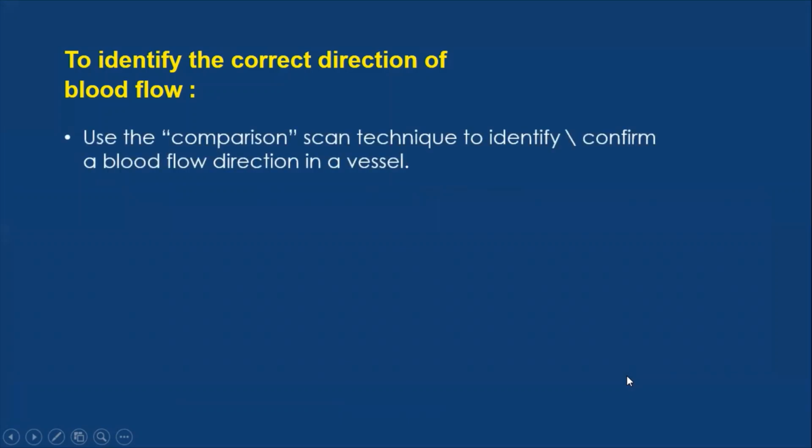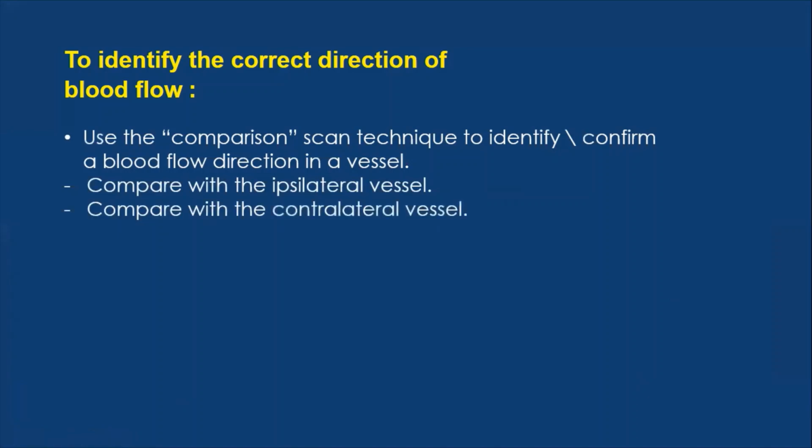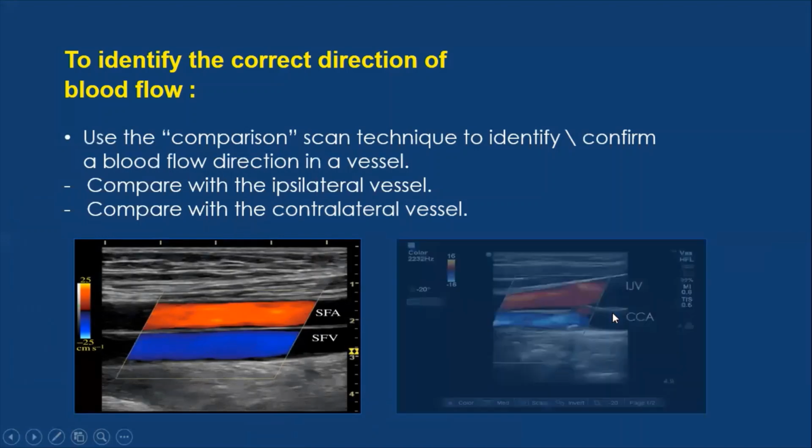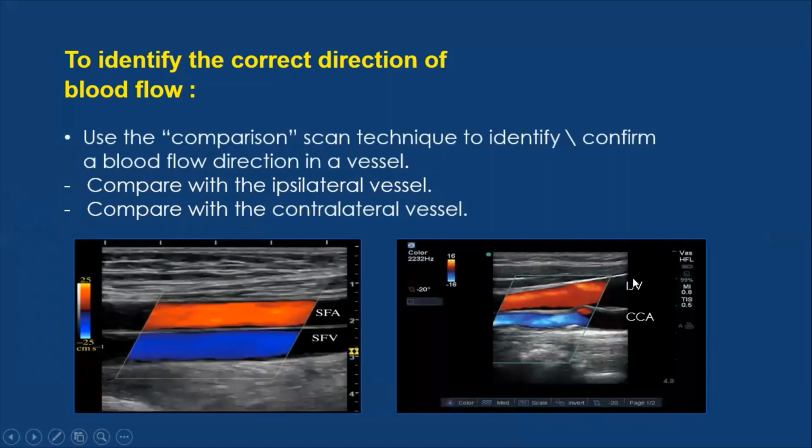You should also use the comparison scan technique to identify or confirm blood flow direction in a vessel. You should compare with the ipsilateral vessel, which means the vessel on the same side, and compare with the contralateral vessel on the other side. This is a very nice one. You already know which one has which direction. The same thing applies to the common carotid artery and internal jugular vein, which have opposite directions of flow.